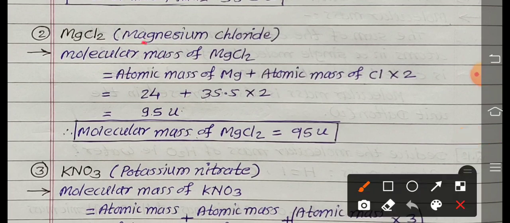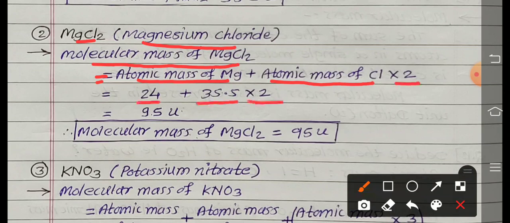MgCl2, name is magnesium chloride. Therefore, molecular mass of MgCl2 is equal to atomic mass of Mg. Mg means magnesium, single atom in the molecule. Cl2 means 2 atoms of chlorine. So, atomic mass of chlorine multiplied by 2. So, atomic mass of magnesium is 24 plus atomic mass of chlorine is 35.5. How many atoms in that MgCl2, magnesium chloride? 2 atoms of chlorine. That's why multiply by 2. So, 35.5 multiplied by 2 means 71.